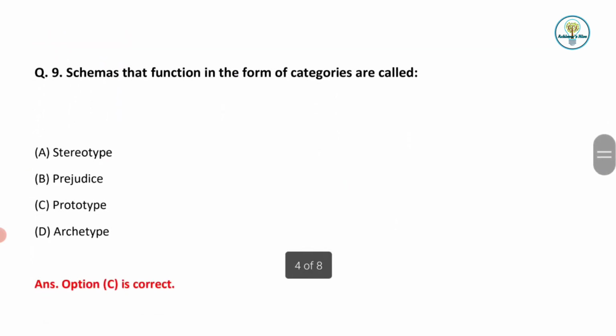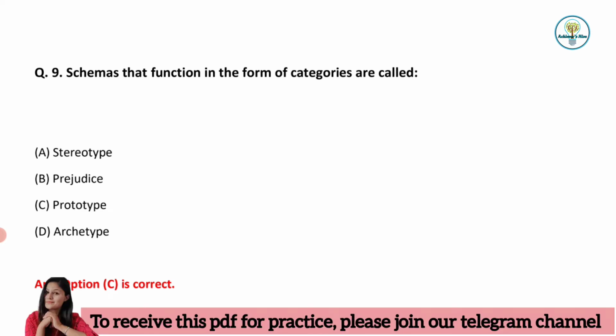Schemas that function in the form of categories are called what? This you have to learn and understand as well, that schemas create social cognition in our mind. They are the basic unit of social cognition, schemas, and when they are found in the form of categories, they are known as prototypes.